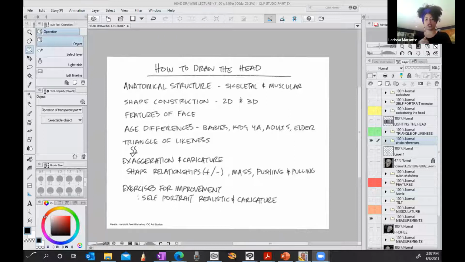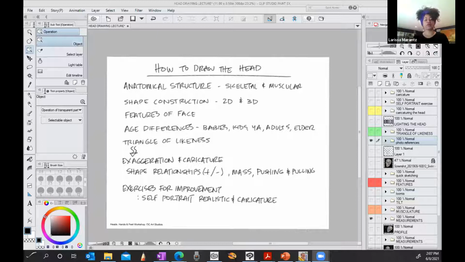Okay, so shape construction. We're going to start first with two-dimensional, which is just flat shapes, circles, squares, triangles, just as they are on a piece of paper. And then we're going to translate that information, as I often do, from two-dimensional to three-dimensional, where a circle becomes a sphere, a square becomes a cube, a rectangle becomes a cylinder. That translation of information is really key for you in understanding how to take the anatomy and translate that into something that you can draw in a believable way.